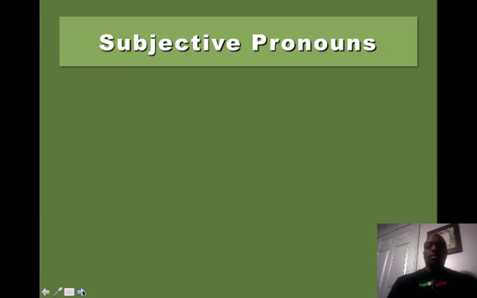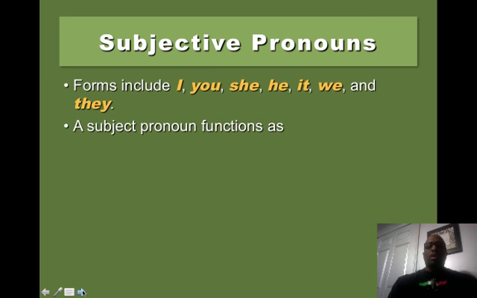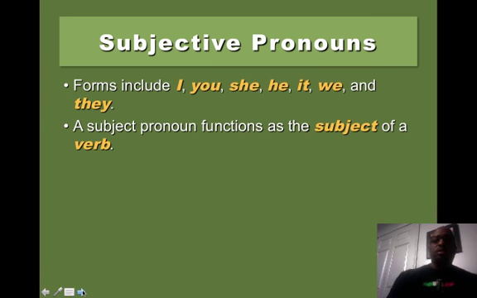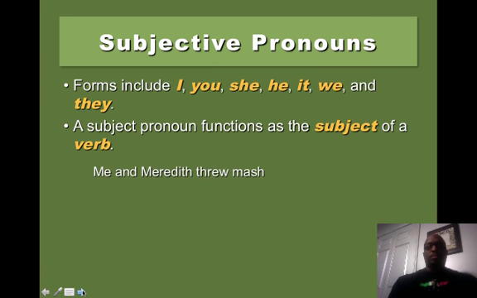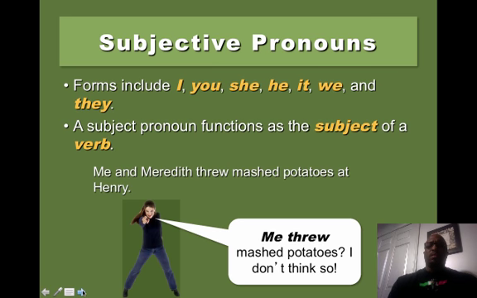Alright, so let's move on. First thing we're going to look at is subjective pronouns. Subjective pronoun forms include I, you, she, he, it, we, and they. A subject pronoun functions as the subject of a verb. So for example, "Me and Meredith threw mashed potatoes at Henry." "Me threw mashed potatoes?" I don't think that necessarily works here. So we have to switch it up: "Meredith and I threw mashed potatoes" is the correct subjective pronoun.